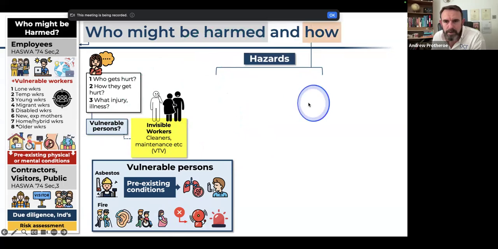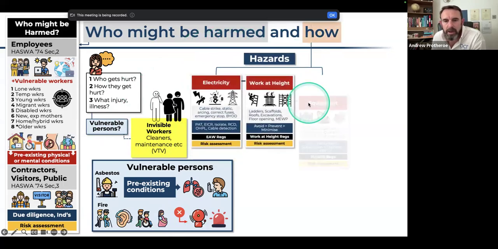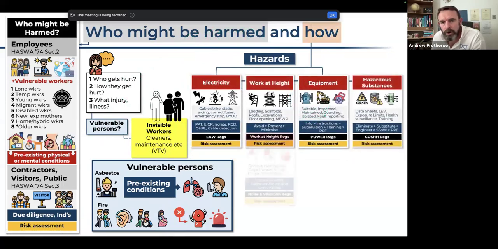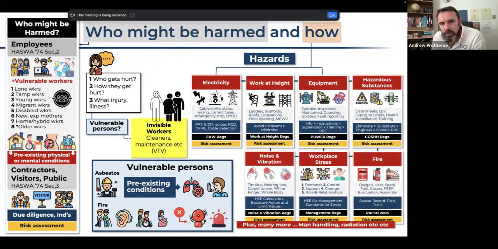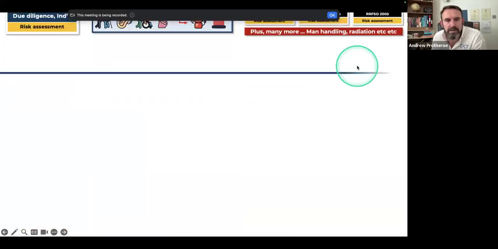We're back to hazard management now. Electricity, work at height, equipment, and they go on and on and on, don't they? All right, but unless we're planning, unless we're trying to eliminate those hazards, because there's much more, we're not going to reach that standard.